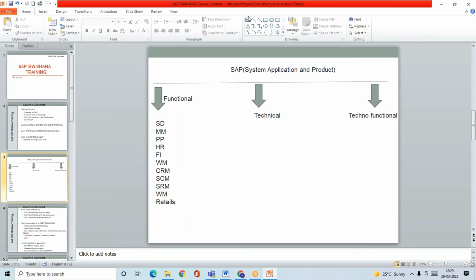Then technical, what are the technical things? But the other thing is, if you want to pursue a career in any one of these functional areas like SD, PP, HR, it is better if you have a little background knowledge of it. If anybody has done an MBA with HR, then they can go with HR. If somebody has done CA or finance, they can use the finance module. And if somebody has working experience in a manufacturing unit, they can go with PP. Like that they can choose any module.